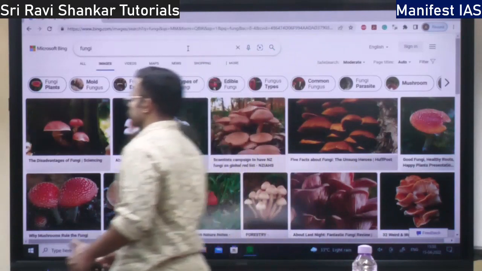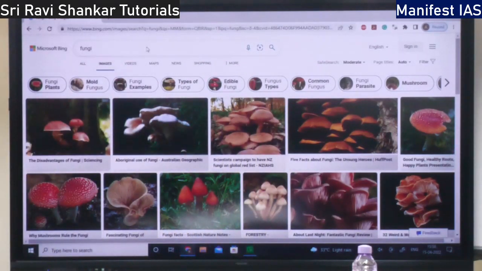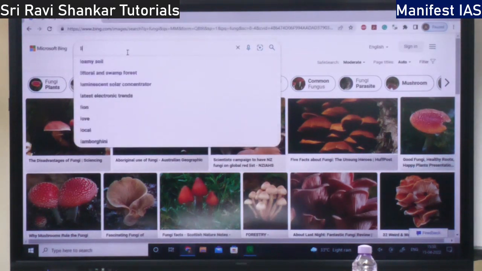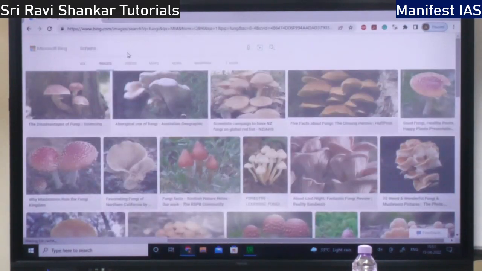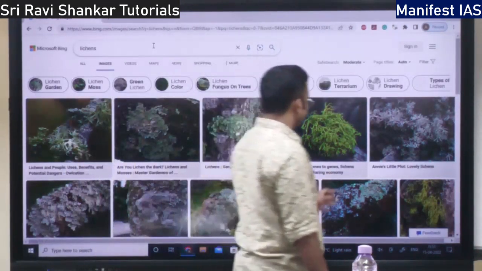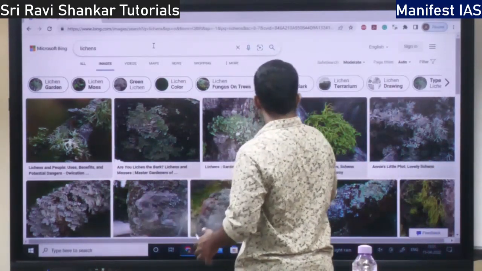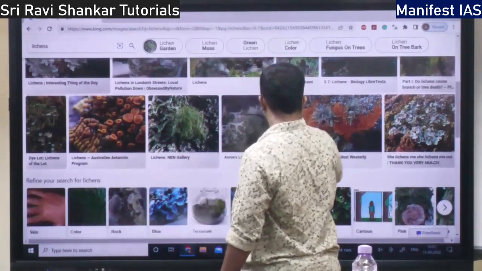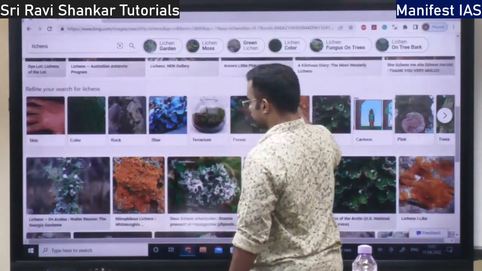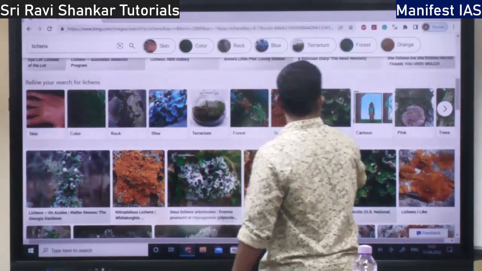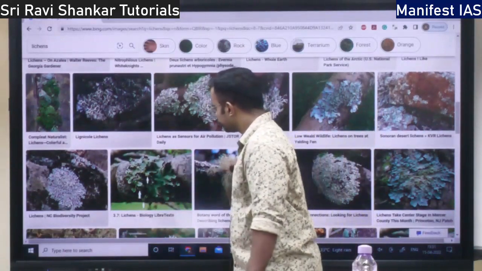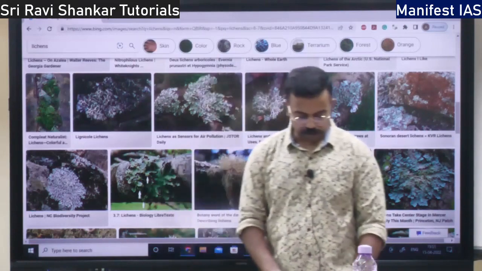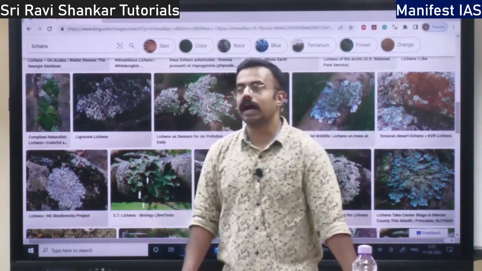The fourth category is lichens, not chickens, lichen. So these are lichens, ferns and all those things. So do I have a better image? So these are lichens. So they are found growing on the wood. Okay. So this is the lichen. So let us look into some information of lichens. So lichens are combination of alga and fungus.